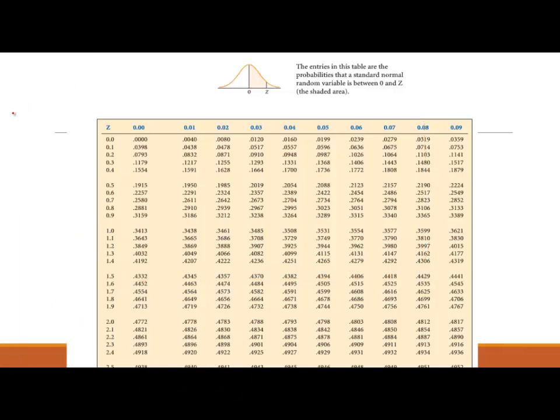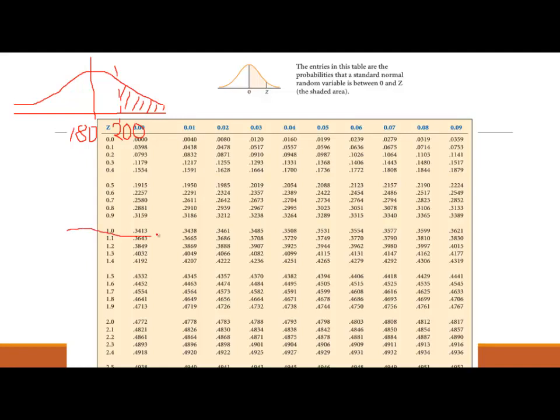So let's take a look at this. We have a situation that looks like this. Here is the normal distribution. The average is 180 pounds. The standard deviation is 20 pounds. And I want to figure out the number of people who weigh more than 200 pounds. So 200 pounds is the mean plus 1 standard deviation.